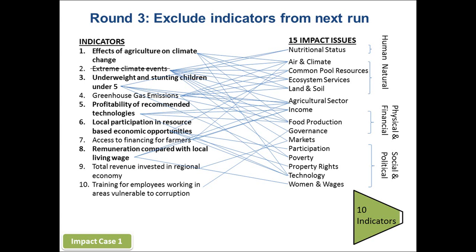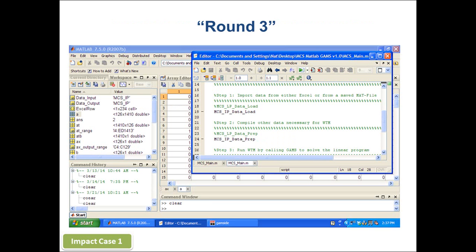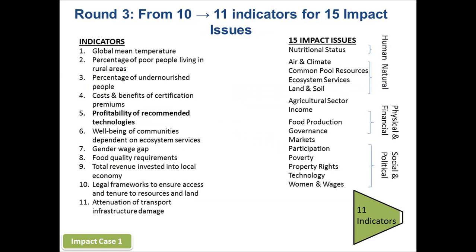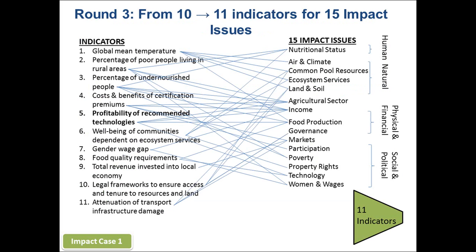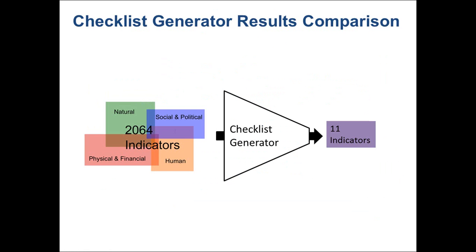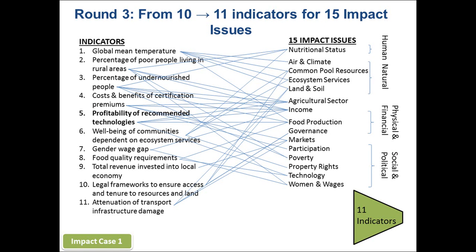For instance, extreme climate events is a very similar vulnerability indicator to extreme weather events. So if we run it again with these exclusions, we can run our tool one more time. And within 5 seconds, we have another list. Now this time it's 11 indicators. So by knocking indicators out of contention, our algorithm can no longer find 10 indicators to represent all 15 issues, but instead needs 11 to get the necessary representation.